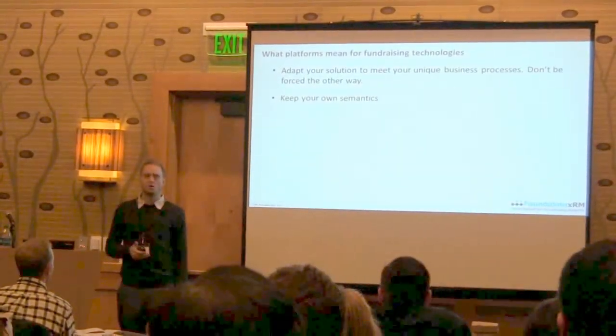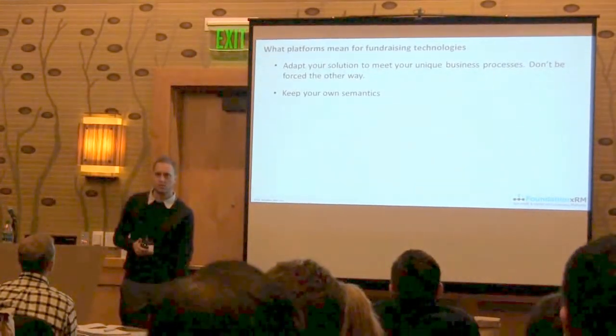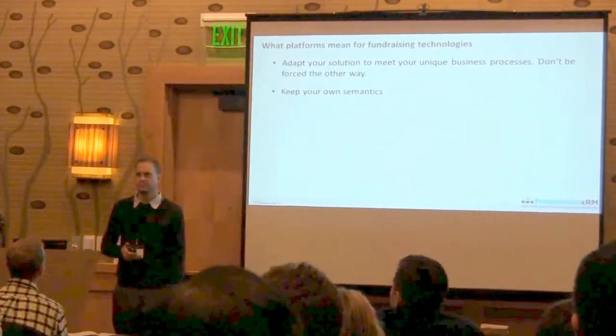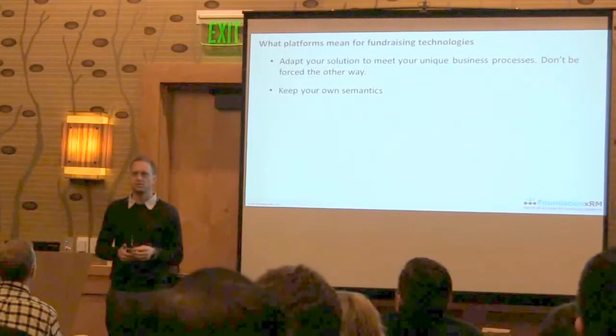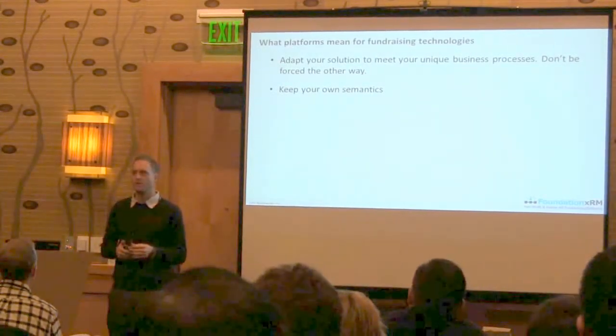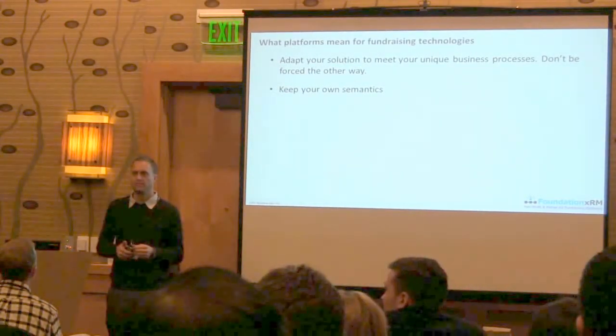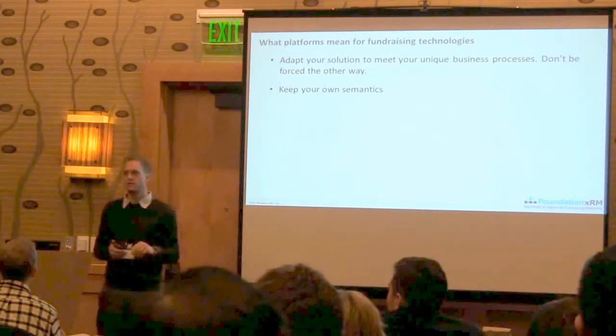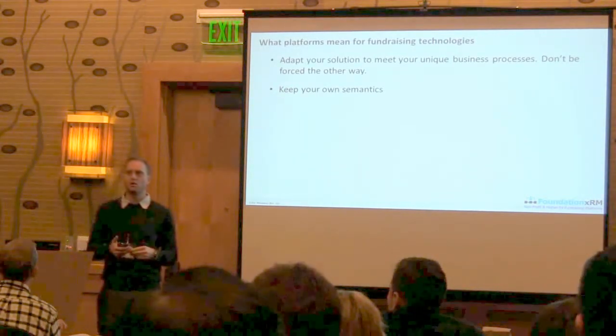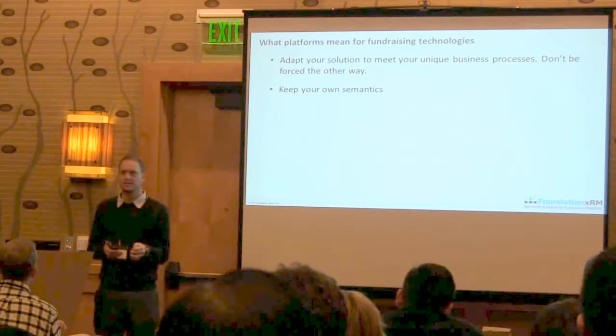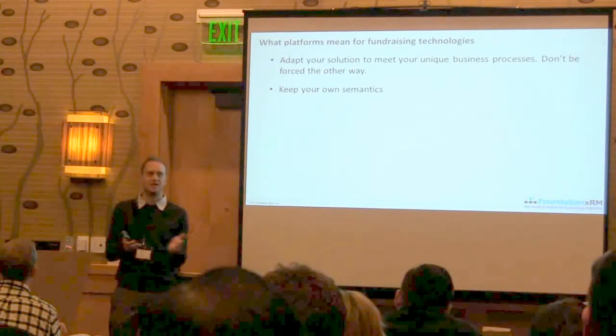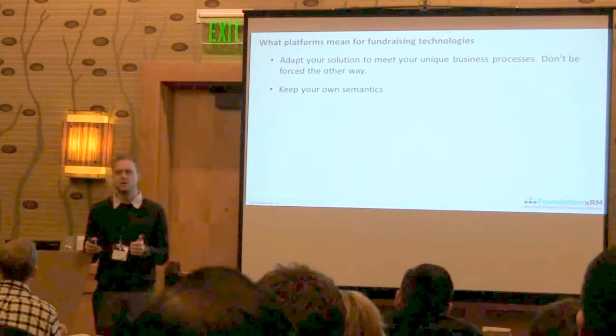Next is keep your own semantics. How many of you call your donors donors in your system? How many of you call them constituents? Okay. How many of you have a different name for them? Okay, well at least we're kind of down to two. How many of you call your prospect management process, well, we know that there are multiple stages, so everybody's going to have a different name for every stage.